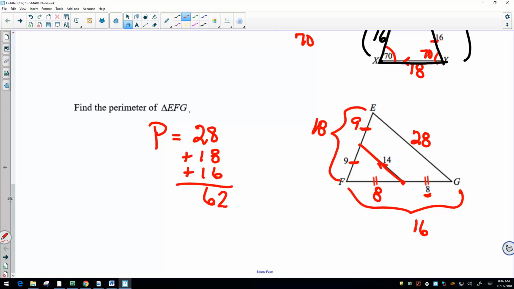Now you want to watch your label. For perimeter, it's just going to be units. If they gave us a label inches, I could say 62 inches. Or if they said centimeters, I could say 62 centimeters.